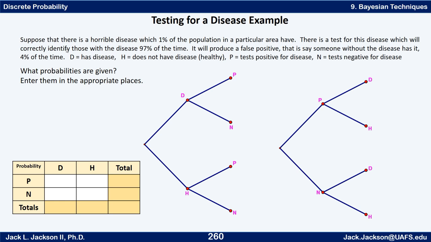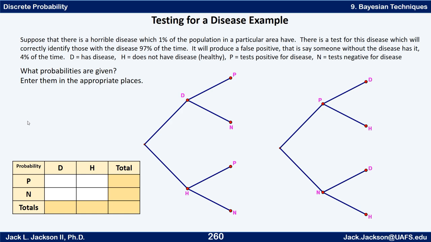The test for the disease correctly identifies those with the disease 97% of the time. So that says they have the disease, we know it, and then we say that the test works 97%. So the probability that they test positive given they have the disease is 97%, and that goes right here. The conditional probabilities are not in the table here, so that's not going to be directly showing up in the table. And then finally, in this one here, the probability that it will produce a false positive is 4%.